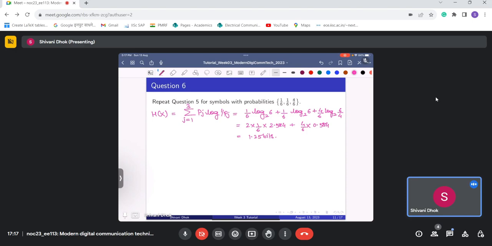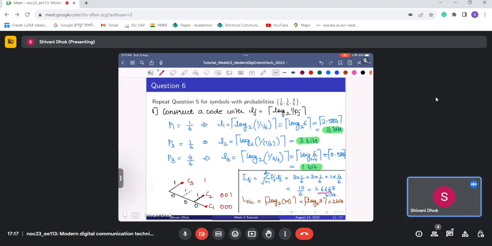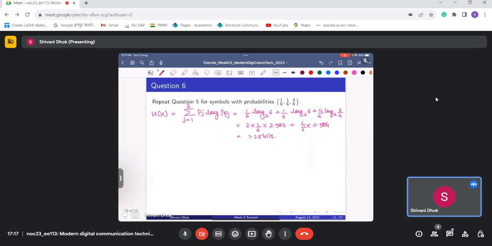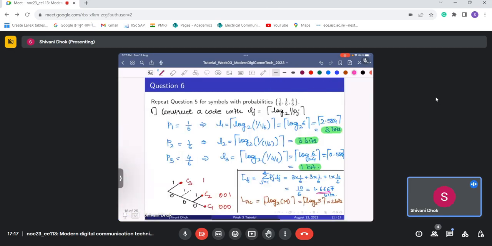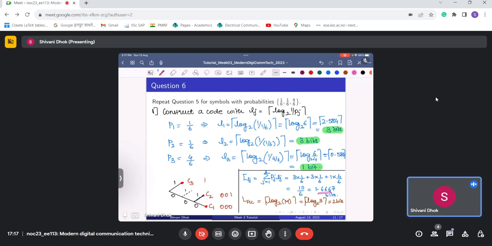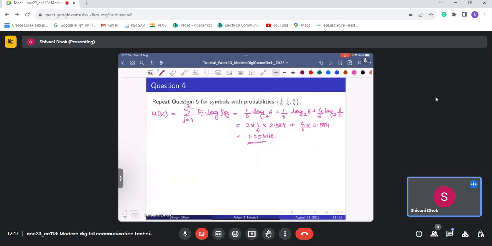So this is the entropy, and this is what we had obtained, 1.6667, and this is 1.25. So basically we are consuming more bits on average compared to this H(X). So let's check if Huffman code helps. The question that we need to check is, can the Huffman algorithm help in improving L? So let us try to do Huffman here.